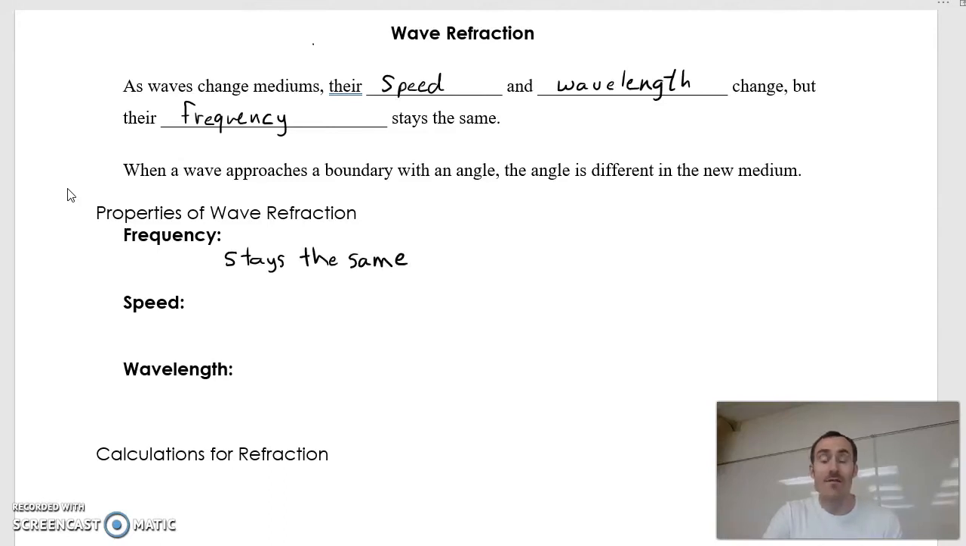Speed: faster in a rare medium. So there's two descriptors for mediums, rare and dense. Rare means not very difficult to move, something thin. And then dense is obviously something heavier, something more difficult to move. So in a rare medium, things move faster. And in a dense medium, waves move slower.